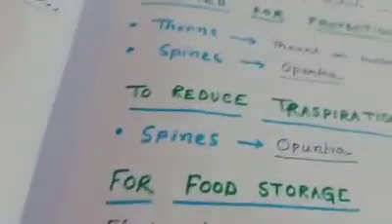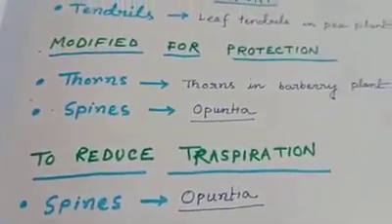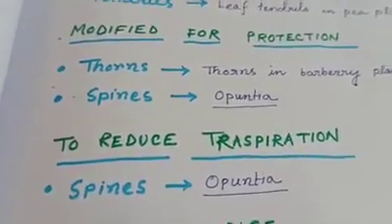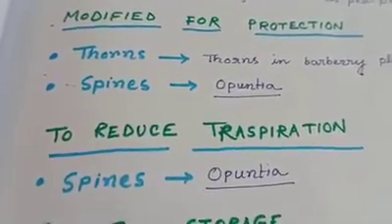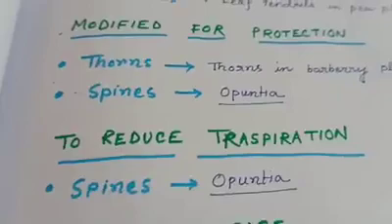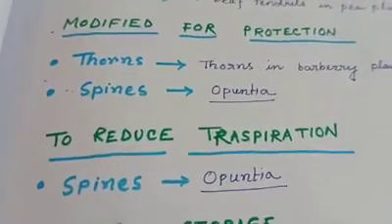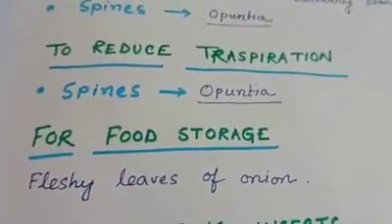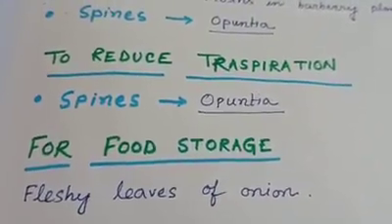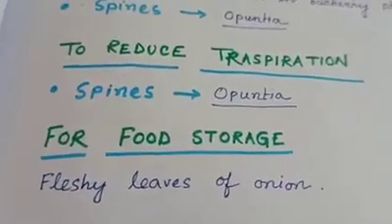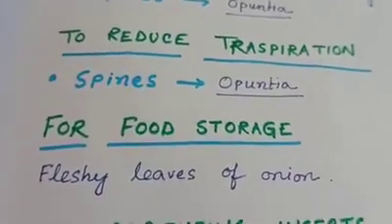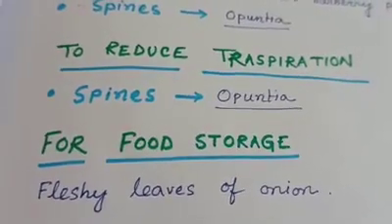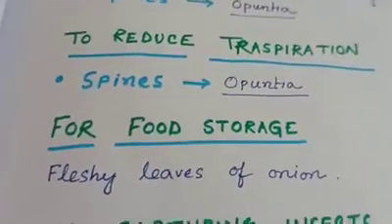And in cactus plants, their spines also help to reduce transpiration, because they live in deserts where the amount of water is very low. So they reduce transpiration by modifying their leaves into spines. And the next is for food storage. You all see onions at your home and you all eat them also. So the fleshy leaves of onion are nothing but modified leaves, which are fleshy and juicy due to storing of food.